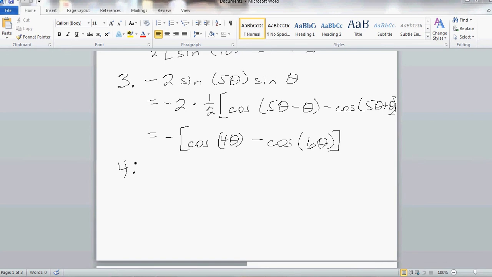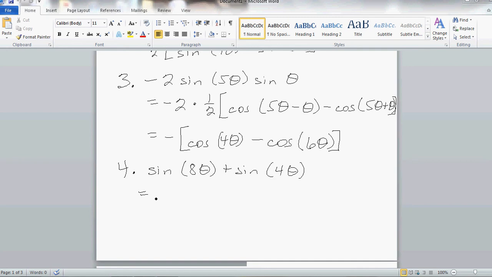Examples 4, 5, and 6, we need to express the sum or difference as a product of sines or cosines. And this deals with the last 4 identities in this particular section, those that can be found on page 223. And what we have is the sine of 8 theta plus the sine of 4 theta is equal to what?